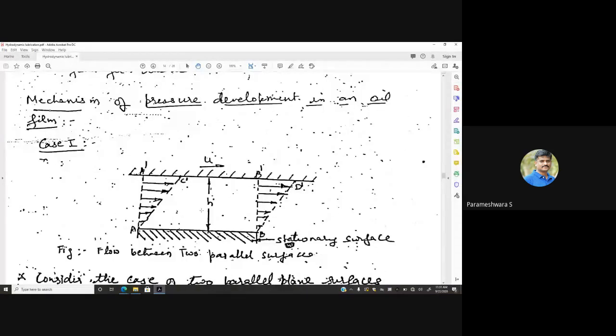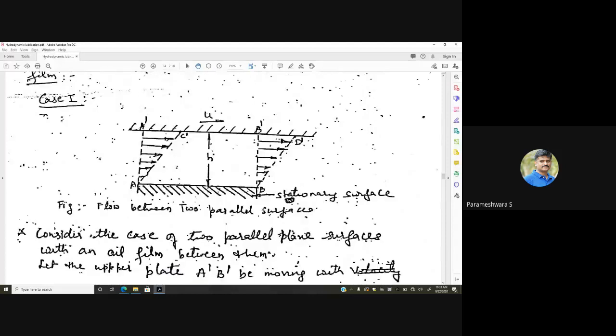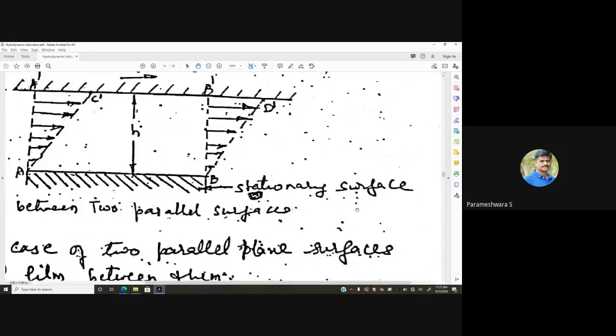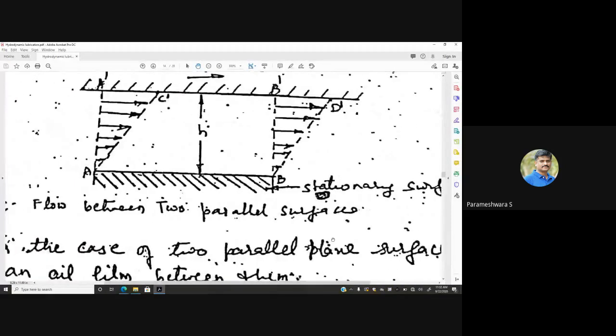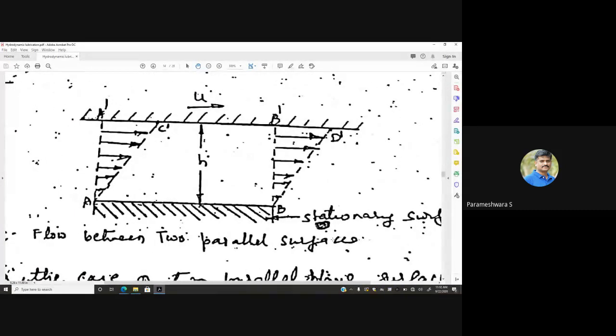First case, mechanism of pressure development in an oil film, considering the first case. So what is this first case? A flow between two parallel surfaces. So this is the stationary plate surface and this is the moving plate. AB is the stationary surface. It means the bearing block surface, and the surface above is the journal.